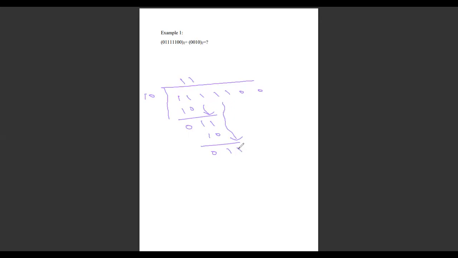Again, this is 11. 11 is greater than 10, so I'm going to add 1 in the quotient, then multiply 1 with the 10, and you will get 10. 1 minus 0 is 1, 1 minus 1 is 0. So I'm going to bring the next digit down, so here again 11 is greater, so I'm going to add 1 in the quotient. The 1 multiplied by 10 is 10. So here you get 10. Okay, done.